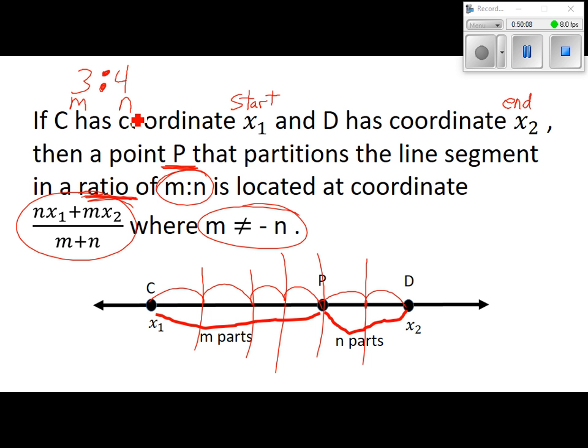This formula is going to be a little harder to punch into your calculator, and we'll do a couple of them. I'm just going to write this down over here so that we have it: n times x1 plus m times x2, over m plus n.